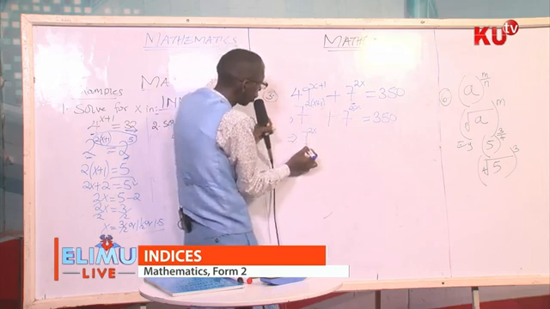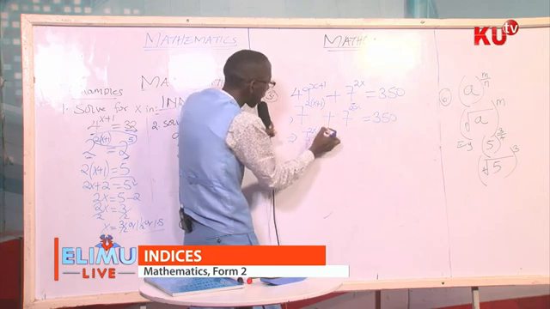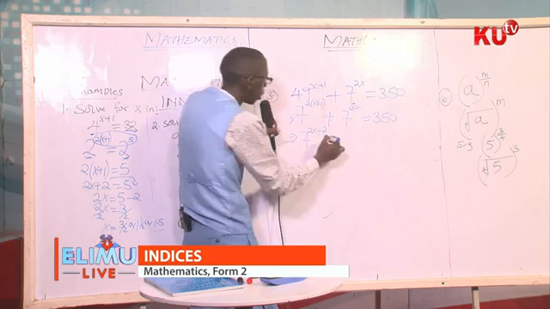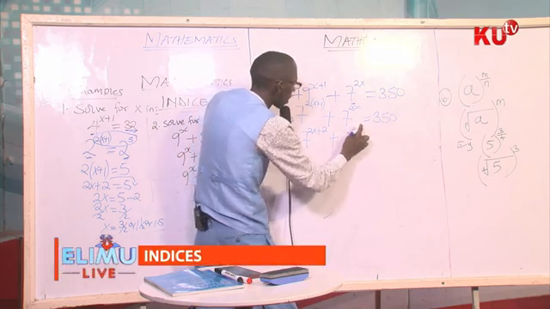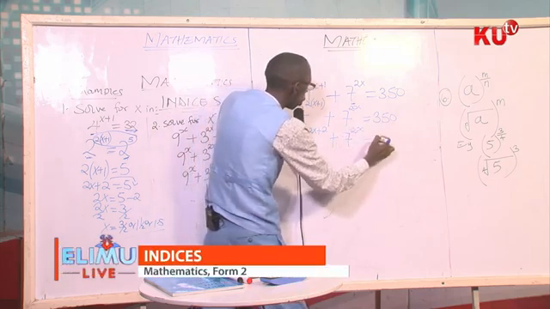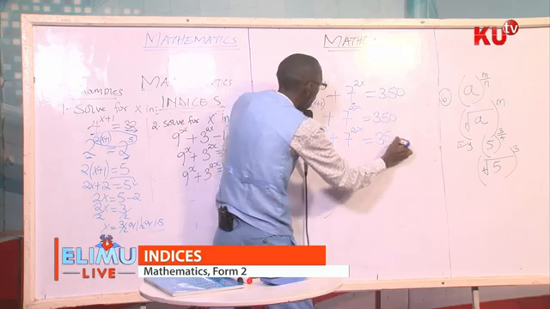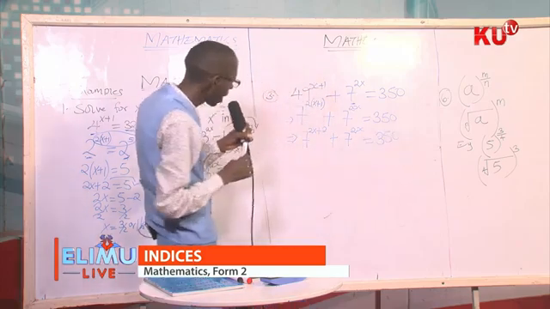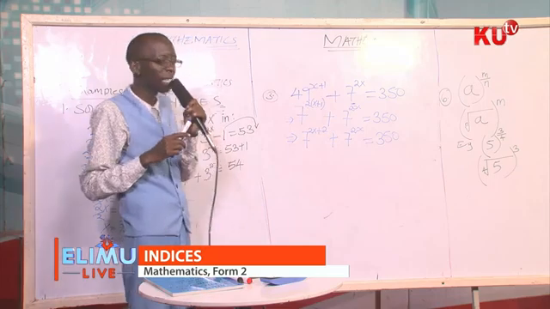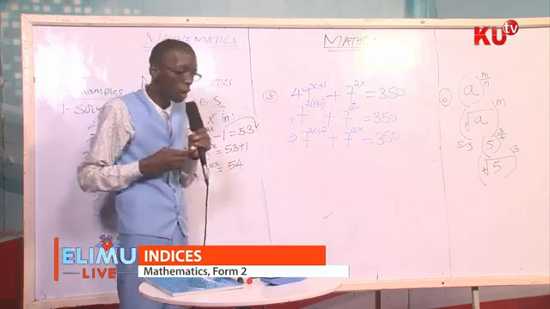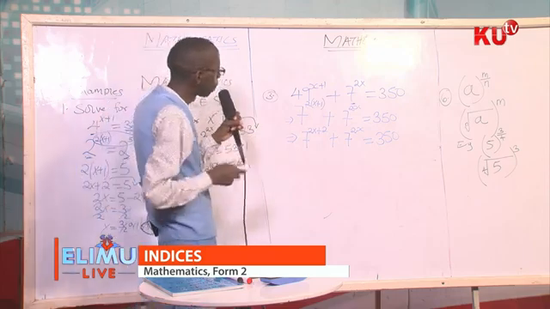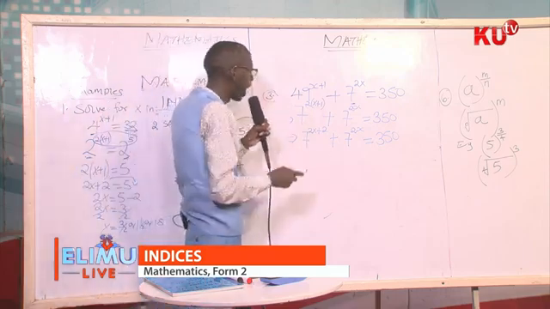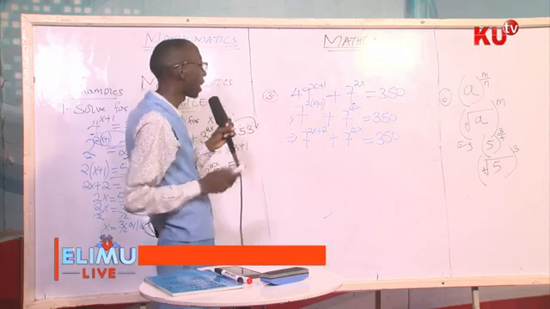So 7 to power 2x plus 2 plus 7 to power 2x is equal to 350. Now, my dear student, that is the current situation of our question: 7 to power 2x plus 2 plus 7 to power 2x is equal to 350.